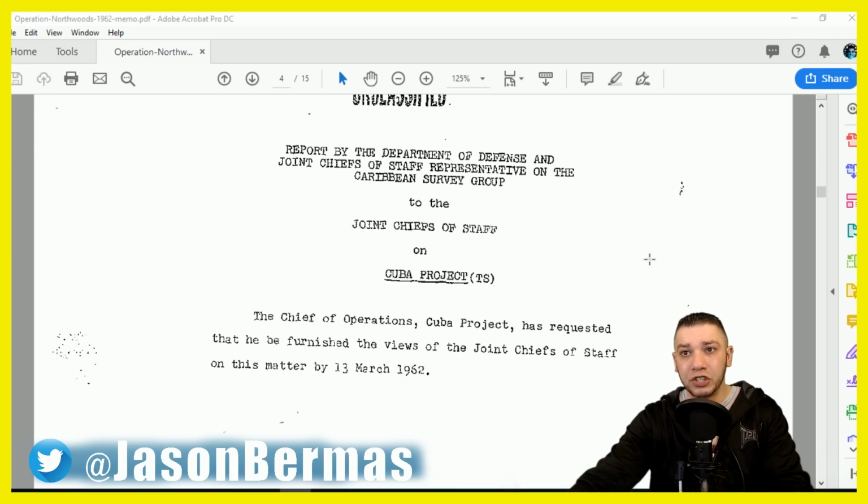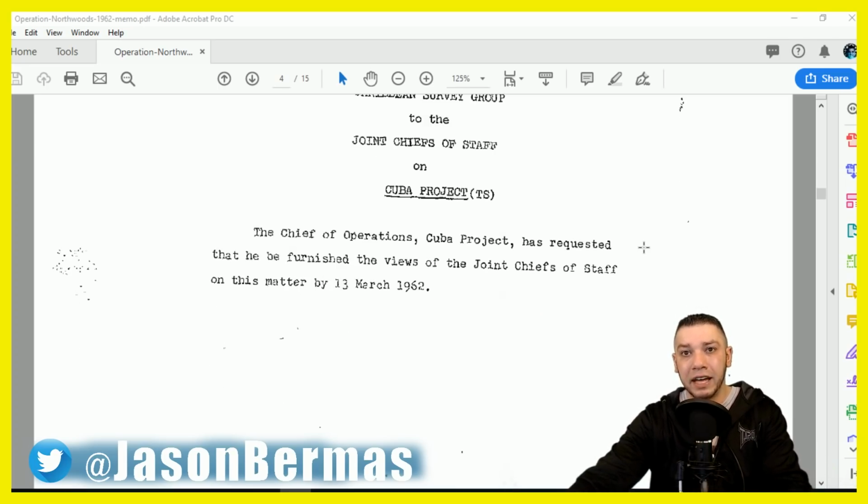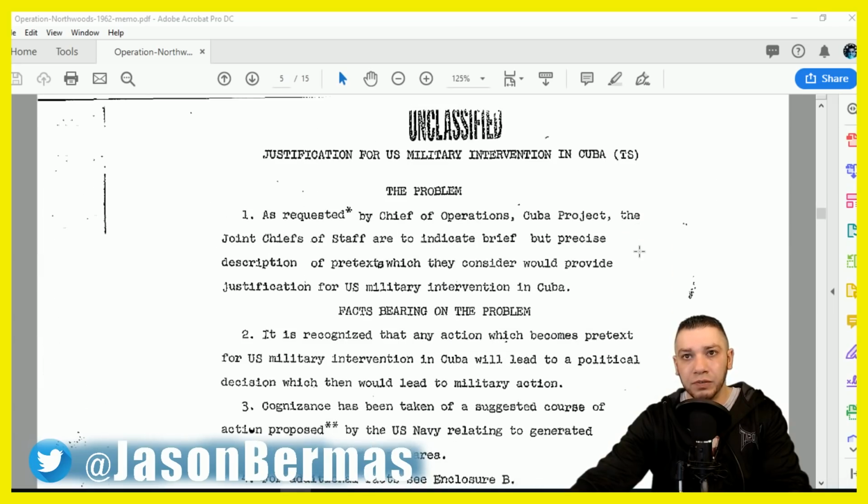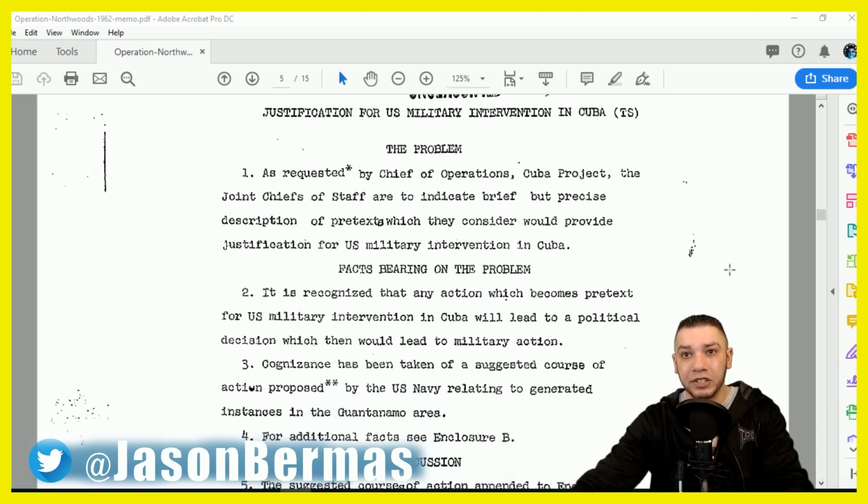The Chief Operations Cuba Project has requested that he be furnished with the views of the Joint Chiefs of Staff on this matter by the 13th of March, 1962. So here we go. Justification for U.S. military intervention in Cuba. The problem, as requested by the Chief of Operation, Cuba Project. Oh, the requests are here. The Joint Chiefs of Staff are to indicate brief but precise description of pretexting that they consider would provide justification for U.S. military intervention in Cuba.